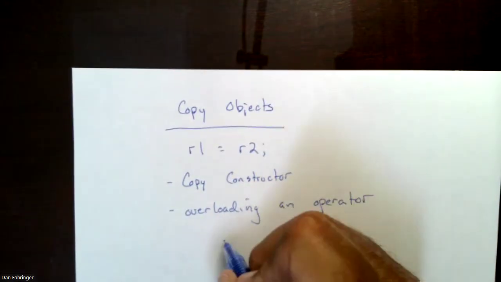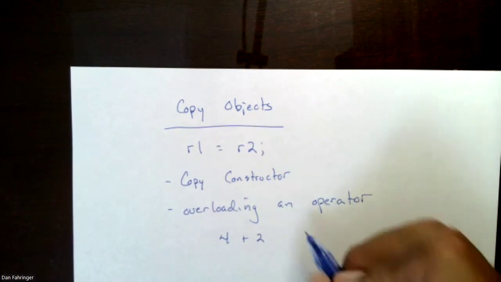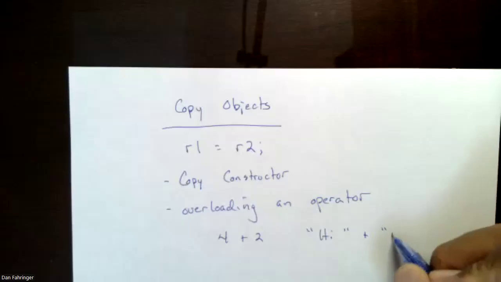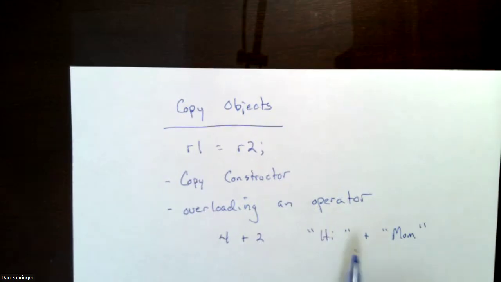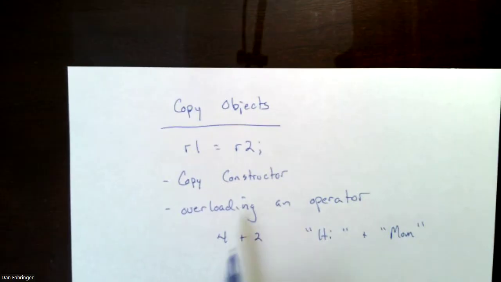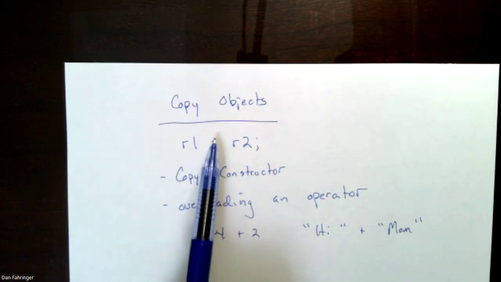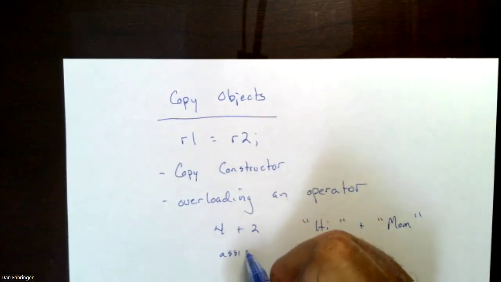We looked at an overloaded operator. The plus operator can add an integer to an integer, and the result is an integer. It can also do "hi space" plus "mom", adding two strings. So this operator is overloaded: it can add an integer and an integer, a string and a string, an integer and a double. We're going to look at a way to overload the assignment operator.